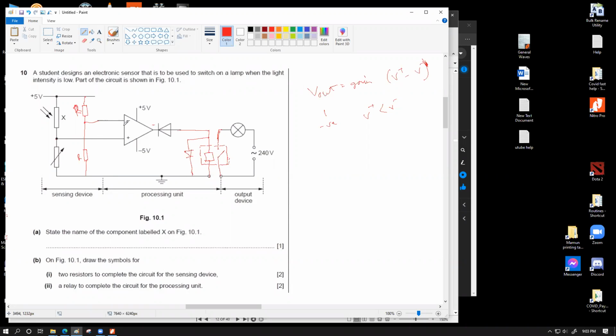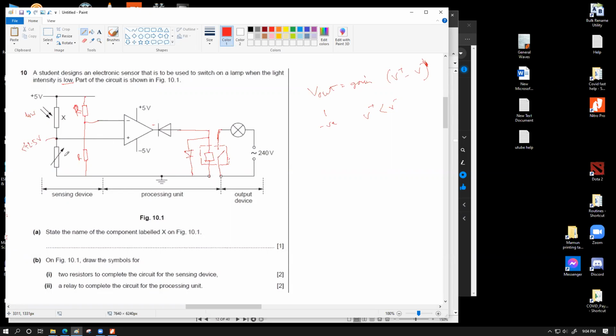Now the question says when the light intensity is low, then this resistance should be large. This resistance being large means that from the 5-volt supply, it will consume more than 2.5 volt. That's what I'm assuming. It will consume the bigger portion of the available voltage. So when the light intensity is low, the voltage of this point is less than plus 2.5 volt. Part 2, let me see if you understand first.